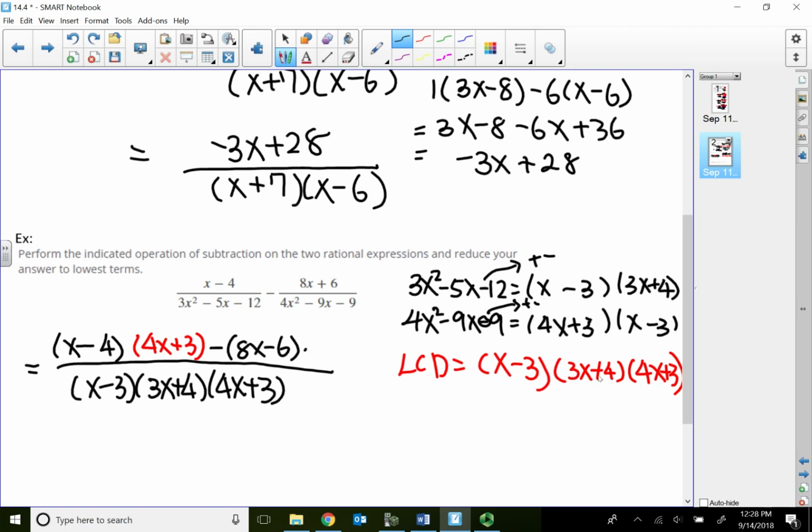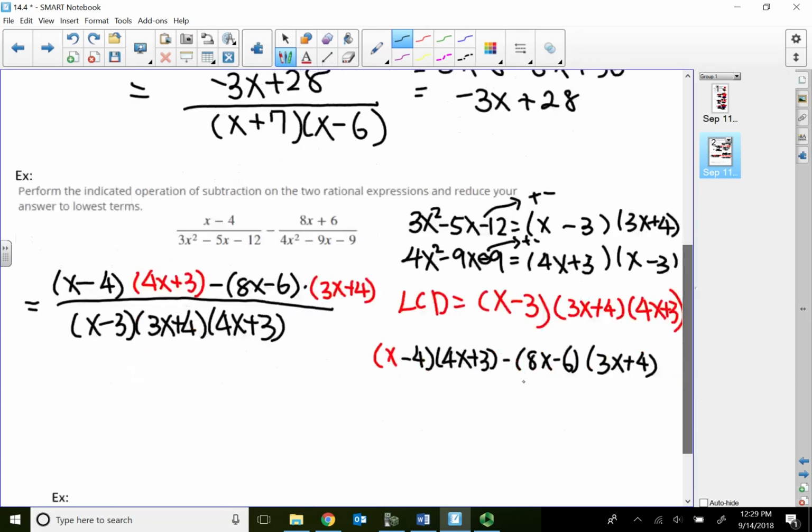What does my LCD have that the second denominator is missing? It's missing 3x plus 4, so the second denominator can go into the LCD 3x plus 4 times. We'll take that times my numerator. All right, so let's simplify. This whole thing is my numerator: x minus 4 times 4x plus 3, minus 6x minus 6 times 3x plus 4.